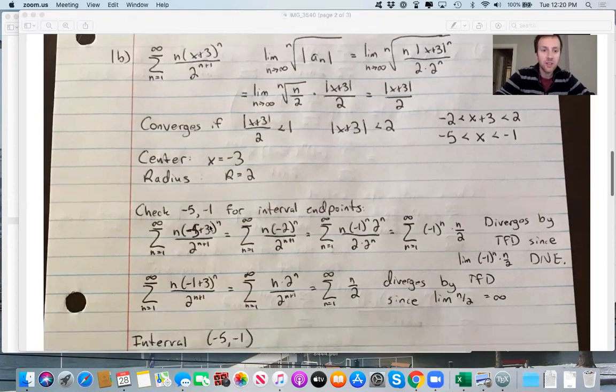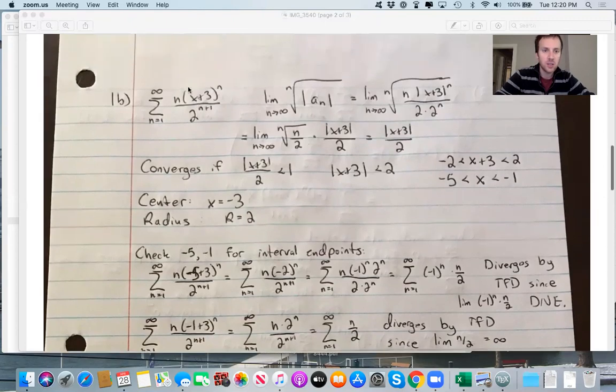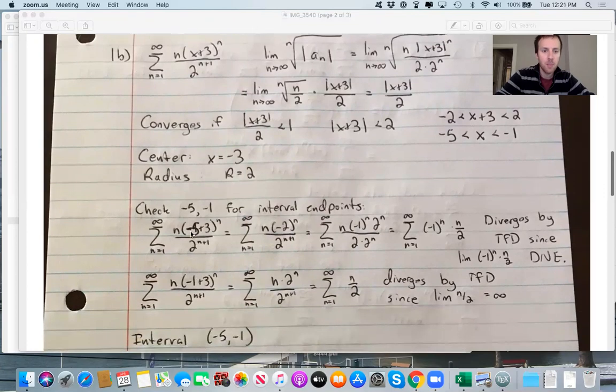If we put -5 in, so this is our power series where we input -5. -5 plus 3 is -2. We can break things apart a little bit. The -1 raised to the nth power and 2 raised to the nth power. That gives us some cancellation, so we're left with -1 to the n times n over 2. And this series diverges because if you take the limit of the sequence, -1 to the n times n over 2, that diverges. Half of it goes to infinity, half goes to negative infinity.